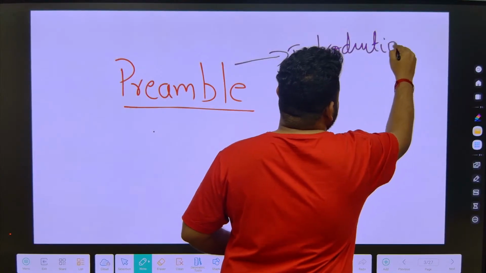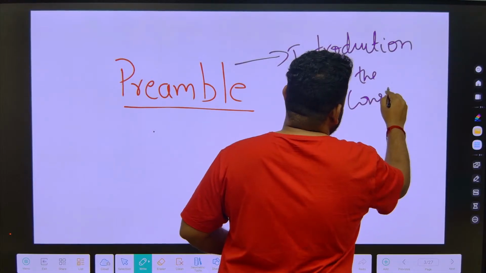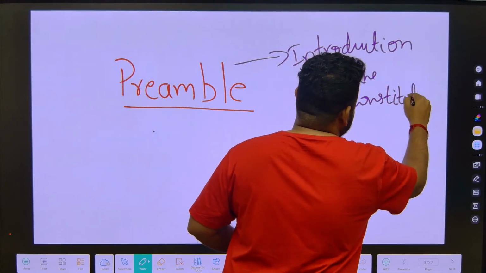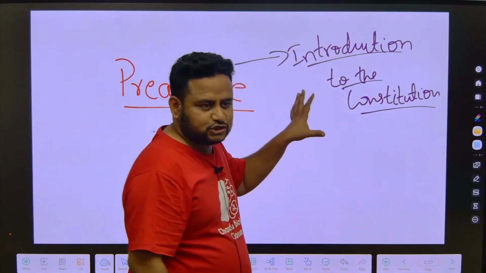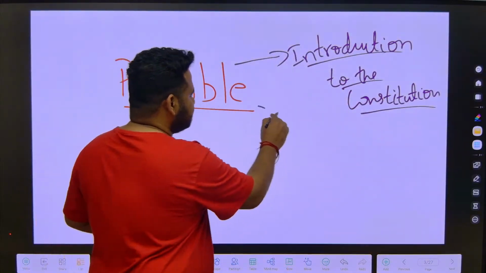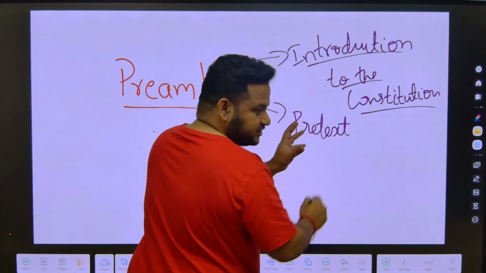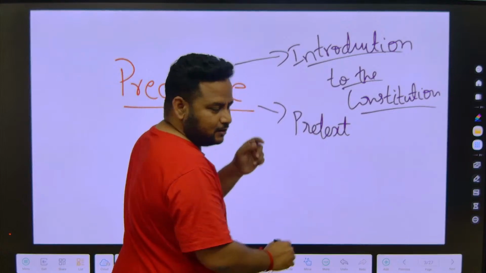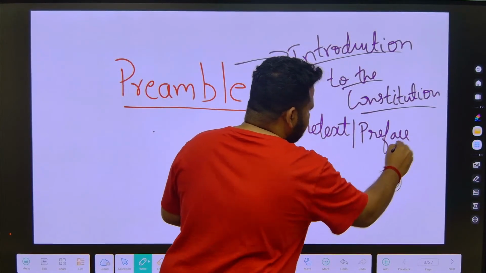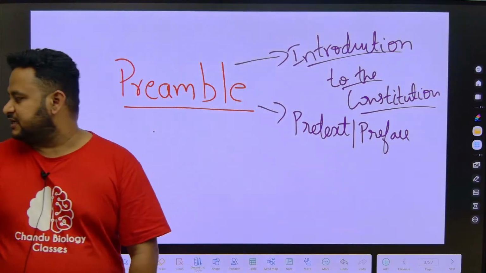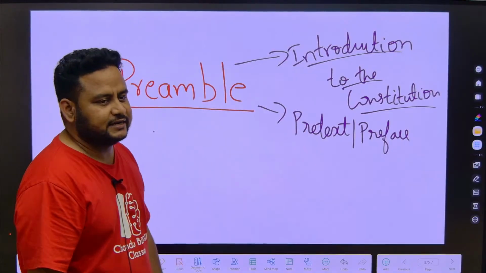It is called what? Introduction to the constitution. Or it is also called the pretext. Text is what? Text is the constitution. Pretext is the preamble, or it is also called the preface, the preface to the Indian Constitution. Got it? So pretext or preface to the Indian Constitution.